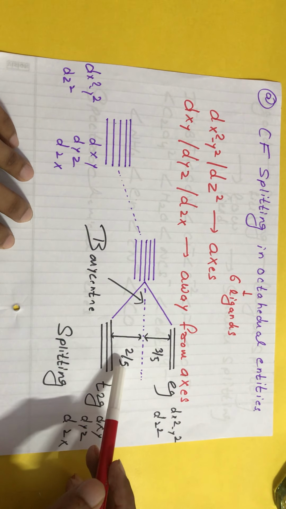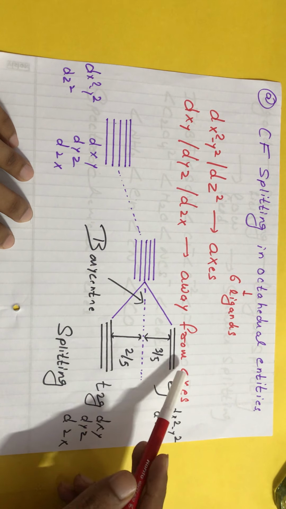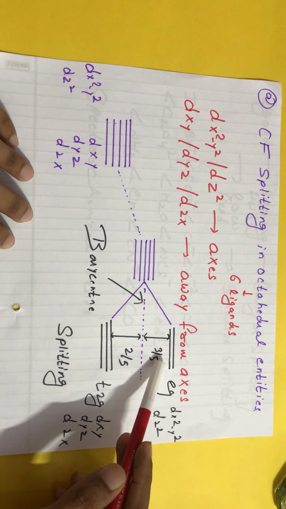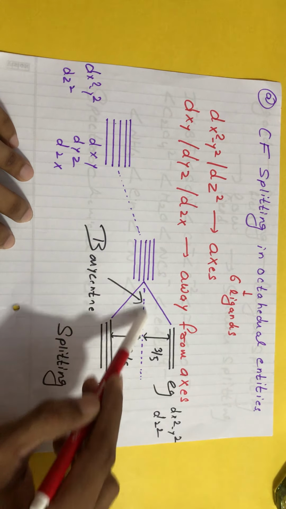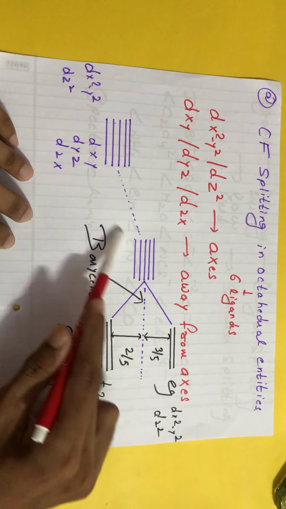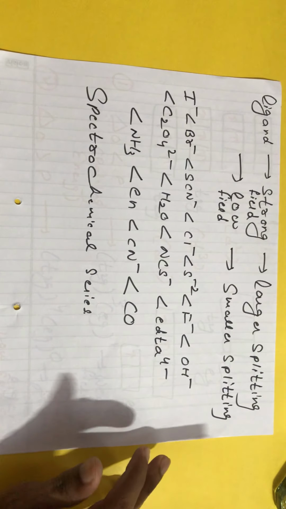So here there are 3 and 2, and with respect to the total of 5, this one increases in energy by 3/5 and this one decreases by 2/5. This is a simple concept. And the center where the energy is preserved is called the barycenter. We have to remember this is the splitting in the octahedral complex.